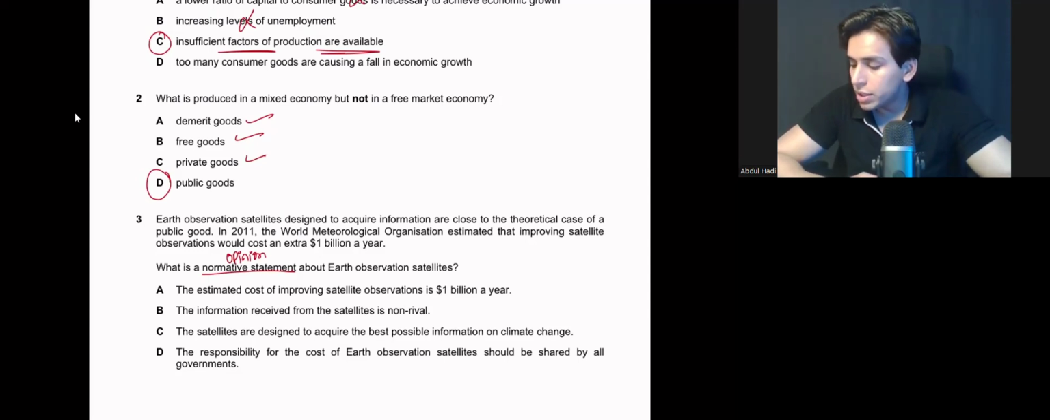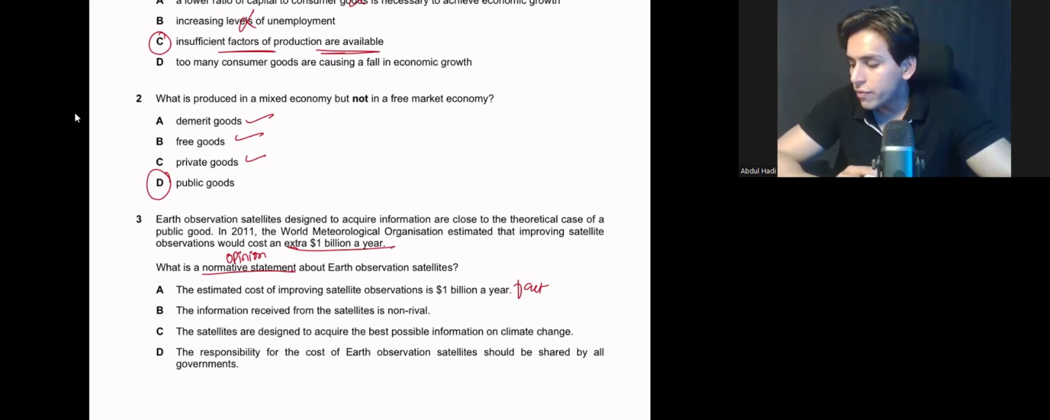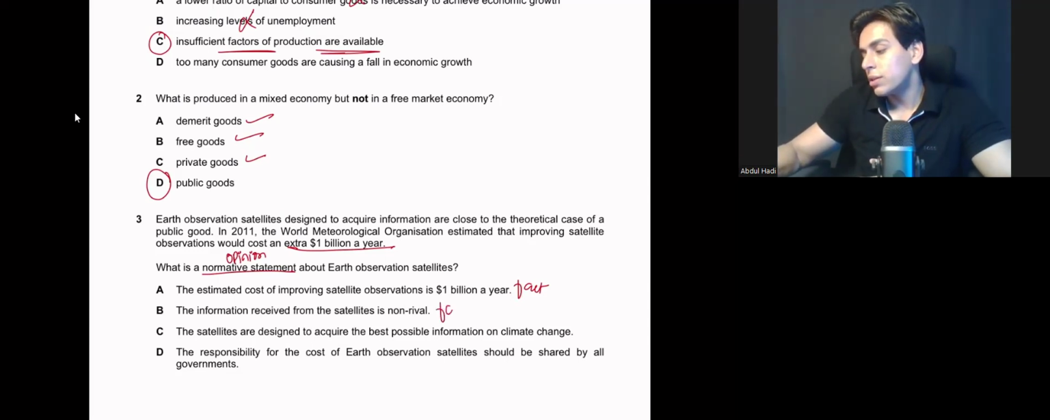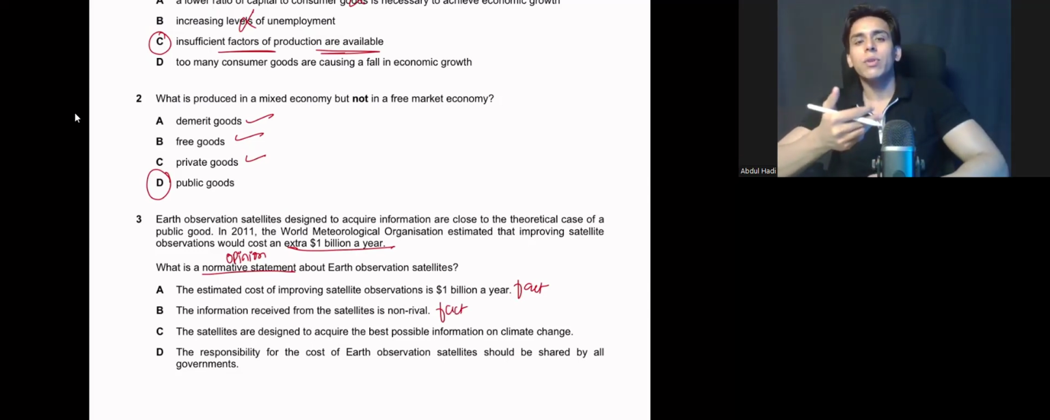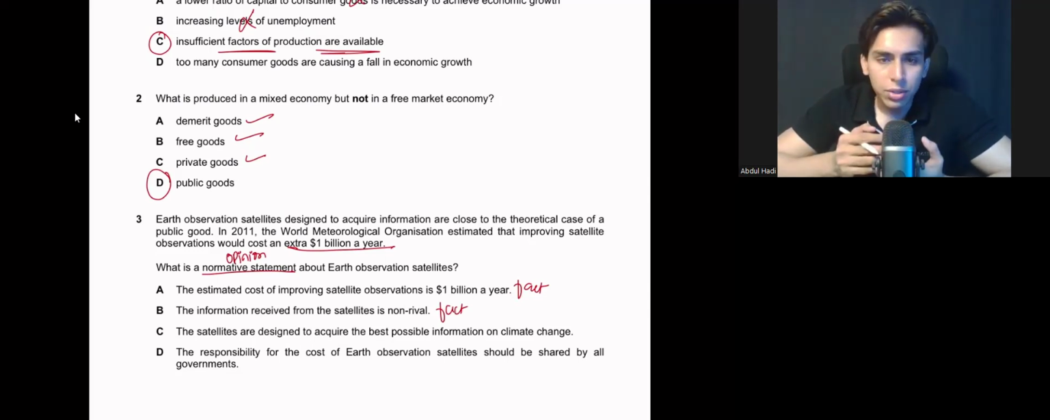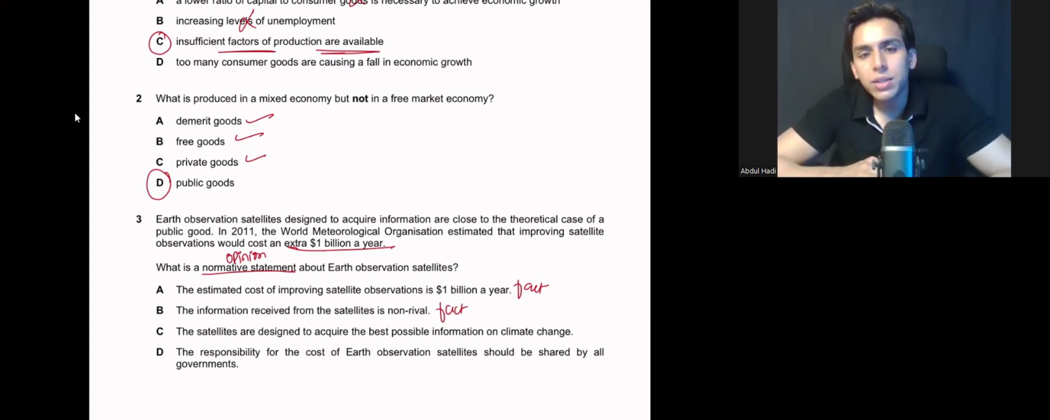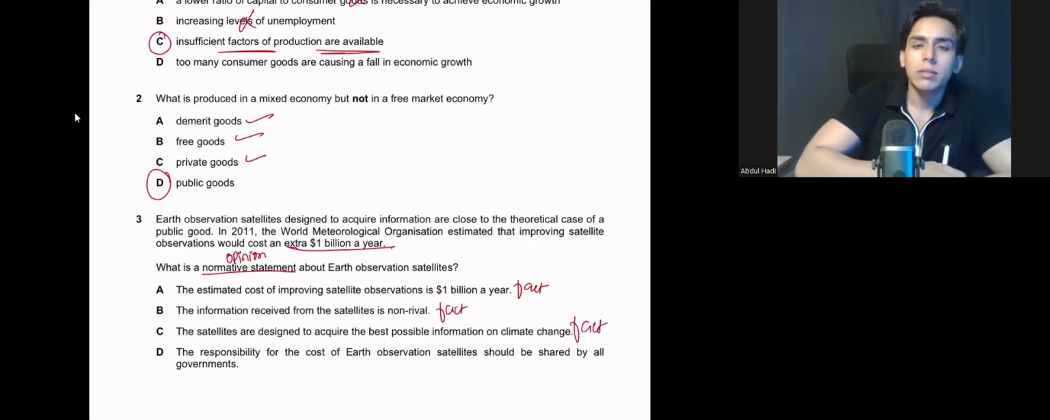The first one is: estimated cost of improving satellite observation is $1 billion a year. It is a fact because it has already been given in the question that it will cost you around $1 billion. The information received from the satellite is non-rival. It is also a fact because consumption by one department will not reduce the consumption for others. So it is non-rivalrous in nature because the information is non-rivalrous when you spread it. The satellites are designed to acquire the best possible information on climate change. Yes, that is also a fact because we use satellites for multiple reasons, and climate change is one of the reasons.